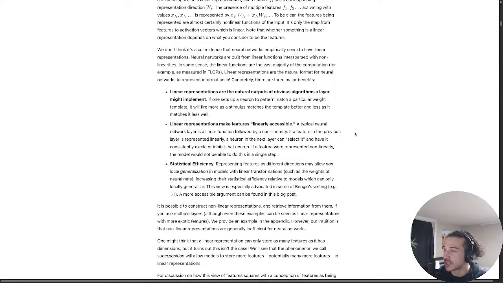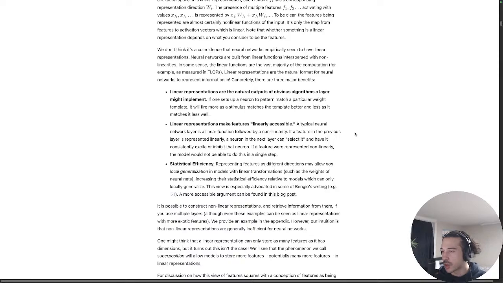Linear representations are the natural outputs of obvious algorithms a layer might implement. If one sets up a neuron to pattern match a particular weight template, it will fire more as a stimulus matches the template better and less as it matches it less well. Linear representations make features linearly accessible.